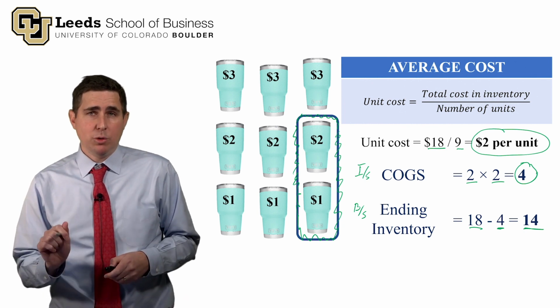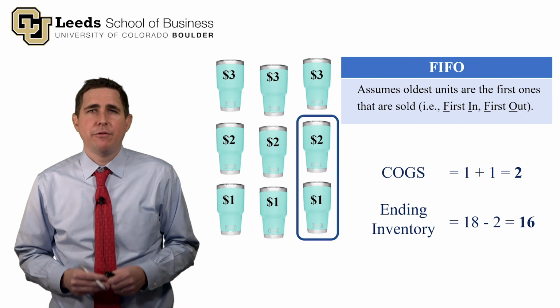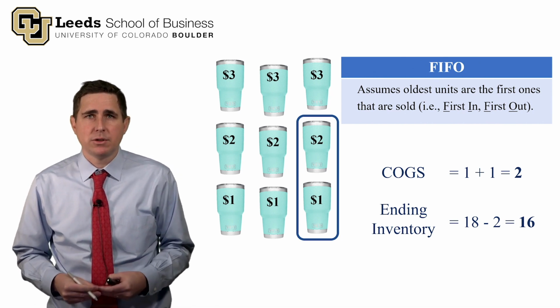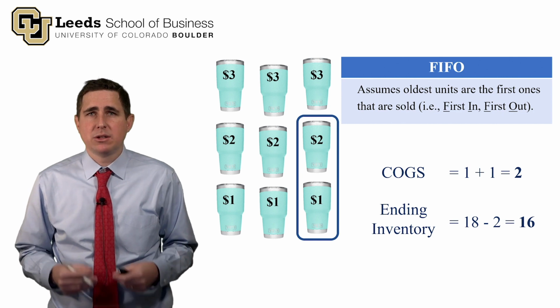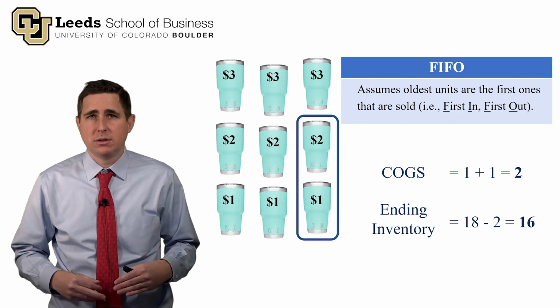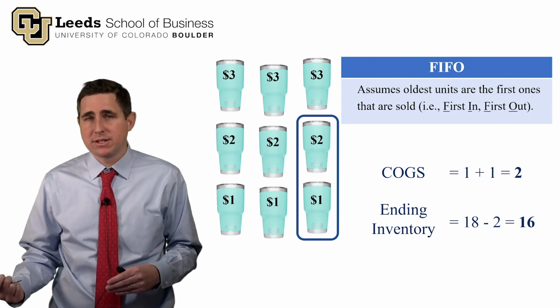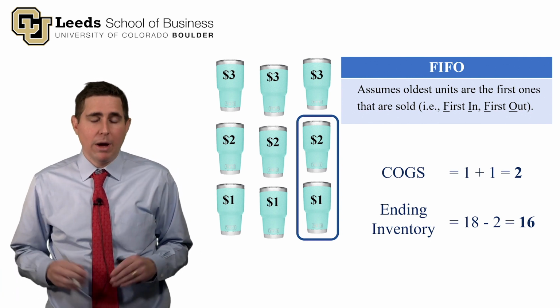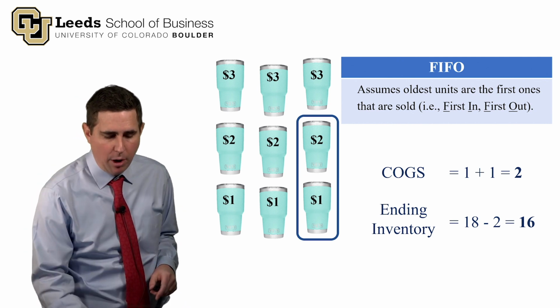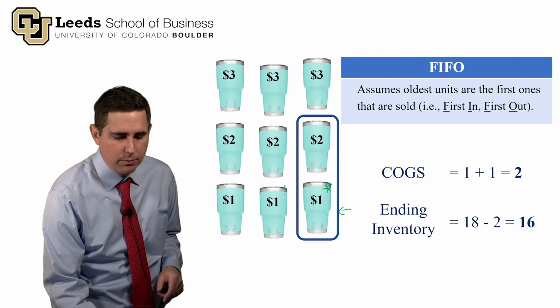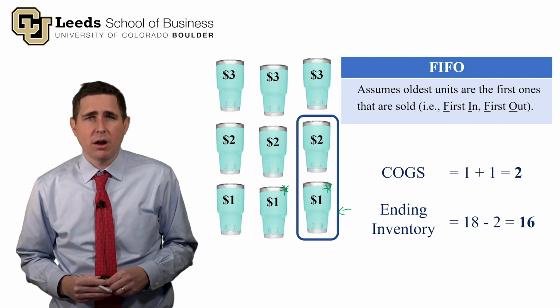Okay, 2 more methods left. The next one is called FIFO, and FIFO stands for first in, first out. This method assumes that the oldest units are the first ones that we sold. So the first ones that we bought are the first ones that we sold, FIFO. Well, if you remember, the first ones that we bought were these $1 units, and so we'll assume that we sell these $1 units first.